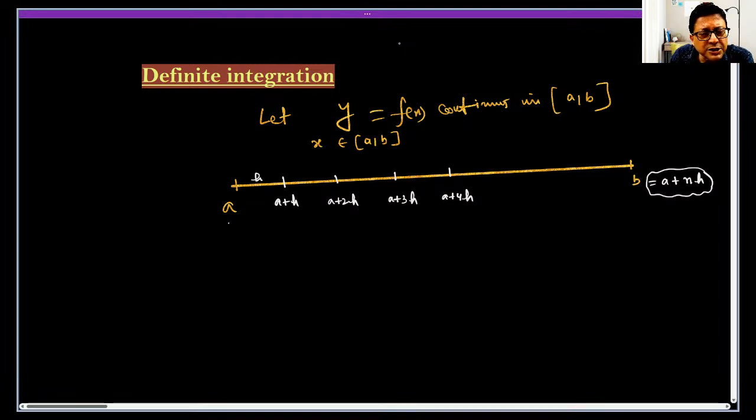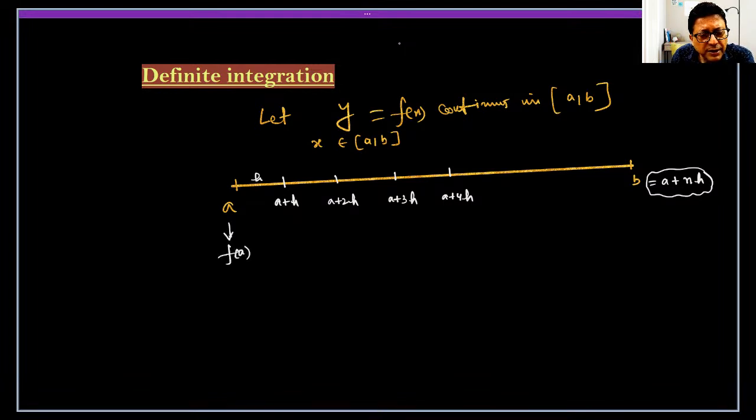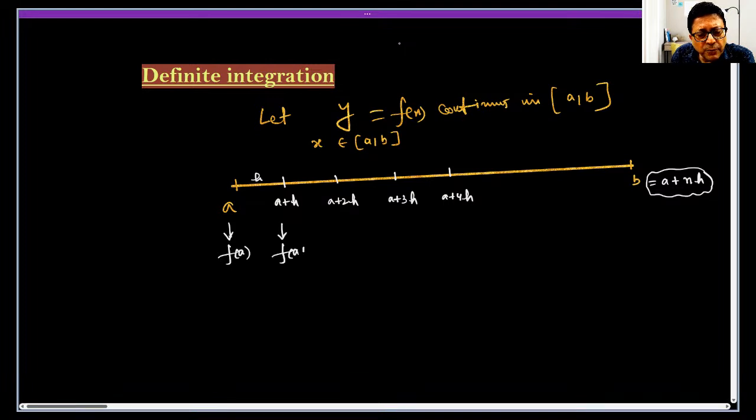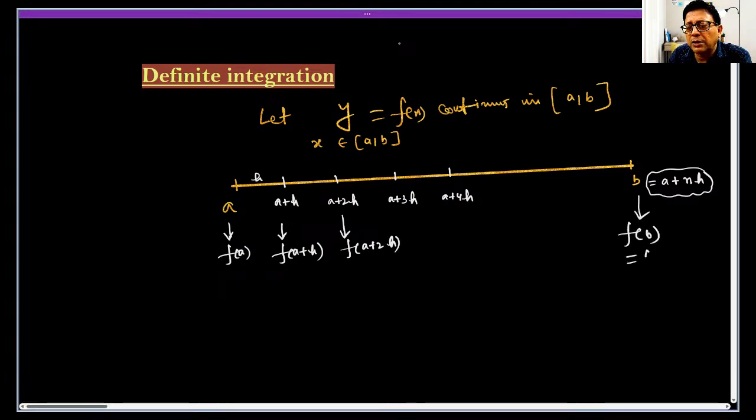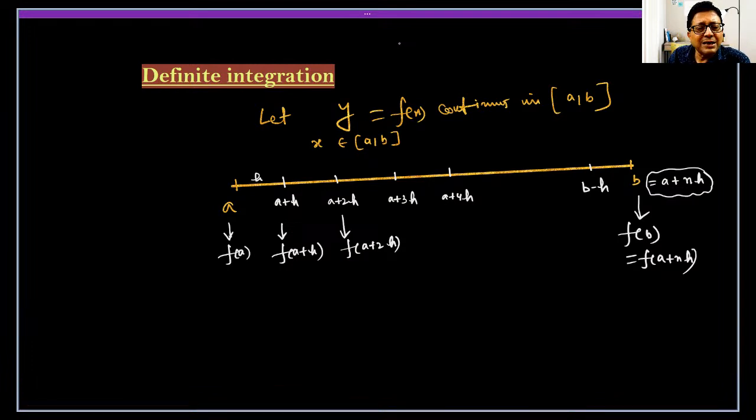The functional value at this point is f(a). At this point it is f(a plus h), and at this point it is f(b) or f(a plus nh). Before this point what is there? That is b minus h. And just after a, the interval will be a to a plus h, then a plus 2h, because each is of length h.